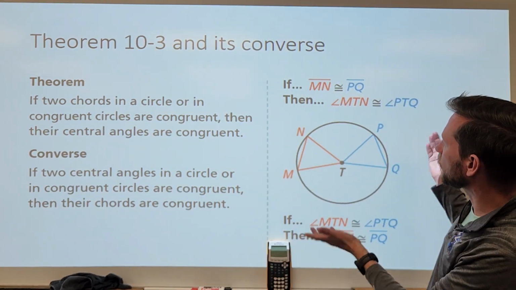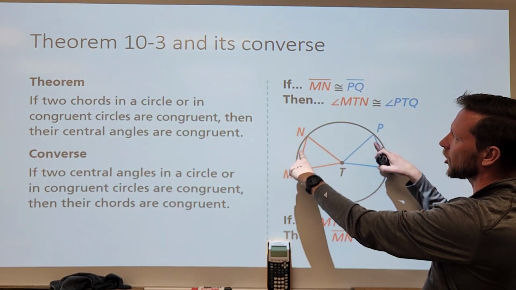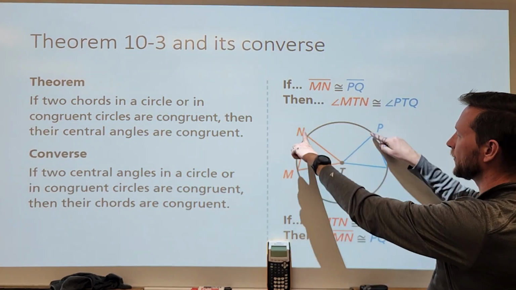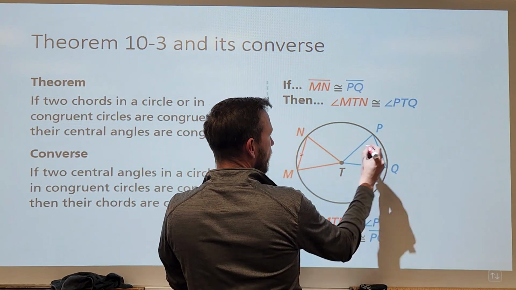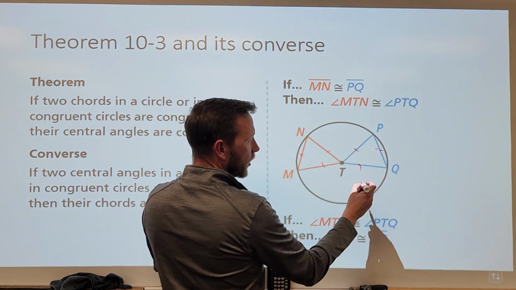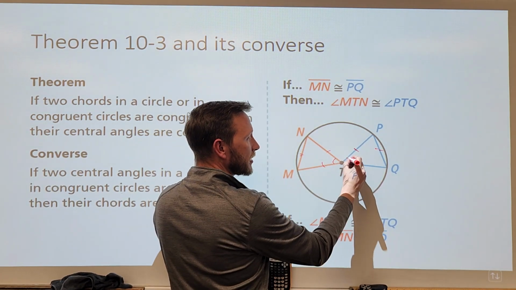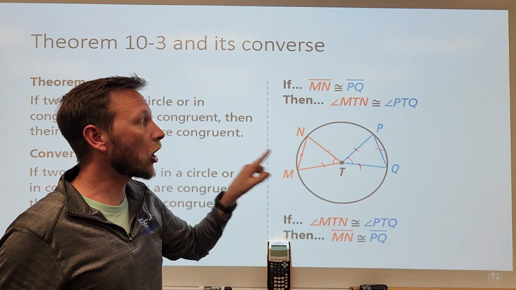All right, so segment MN and segment PQ, if these segments are congruent, then that means these angles are congruent, and here's why. If these segments are congruent, we already know that these radii are congruent, and so we have two congruent triangles by side, side, side, and therefore by CPCTC, those angles will be congruent. These aren't vertical angles, but those angles are congruent.